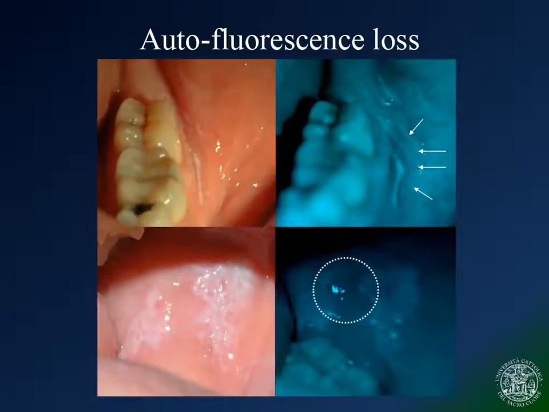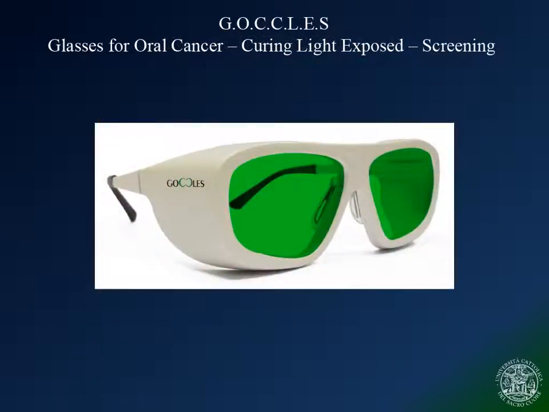Here follow other examples of loss of fluorescence in two patients showing a dysplastic oral mucosa. The Goccles medical device is a low-cost and easy-to-handle medical device for the detection of potentially malignant lesions of the oral cavity in the dental practice setting.